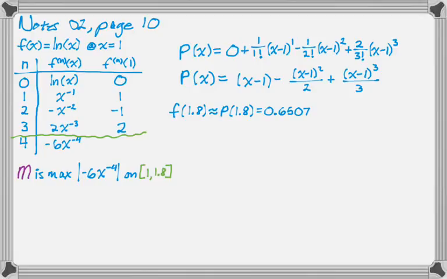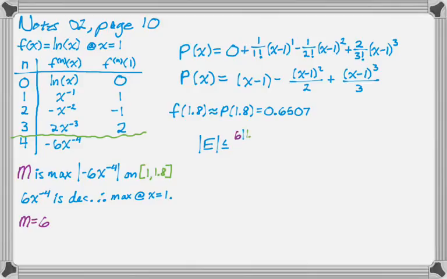So if I just look at 6x to the negative fourth, I know that's a decreasing function because the numerator stays the same and the denominator gets bigger as x increases. So the maximum must be at the left endpoint, which is x equals 1. Plug in 1, you get 6. So the actual value of M in this case is 6. I don't need to put a bound on it.